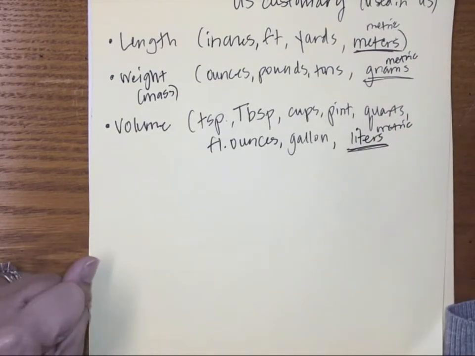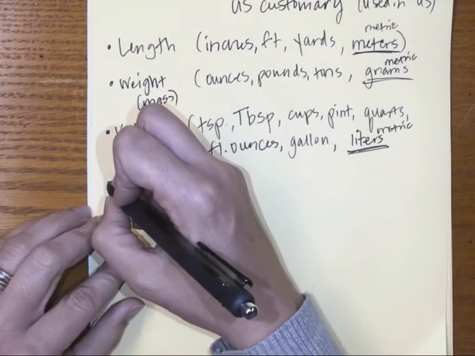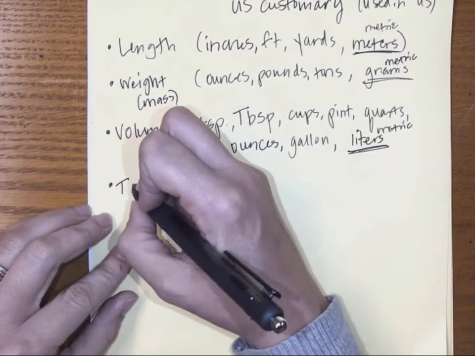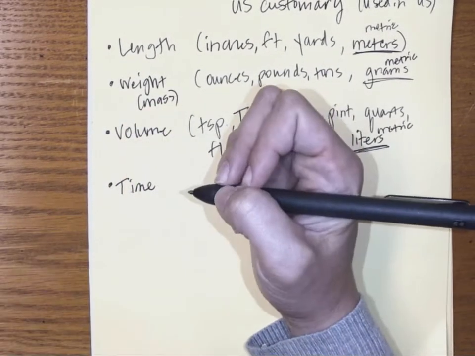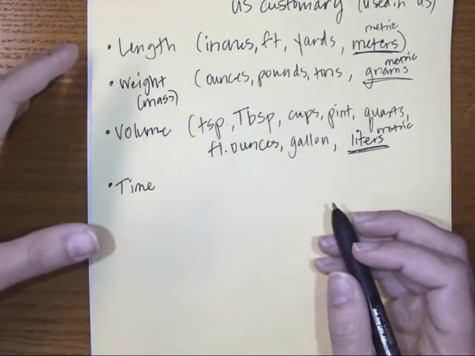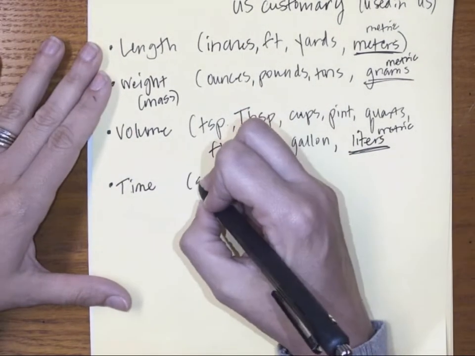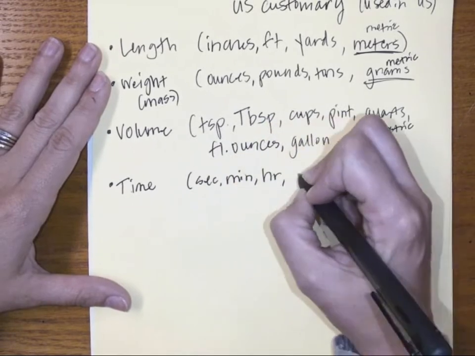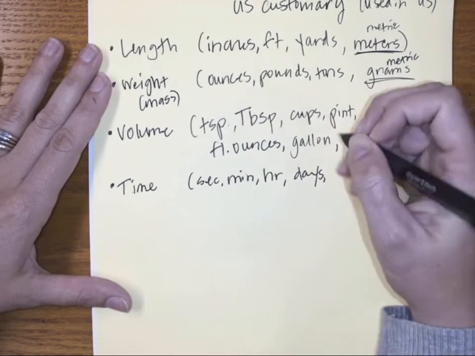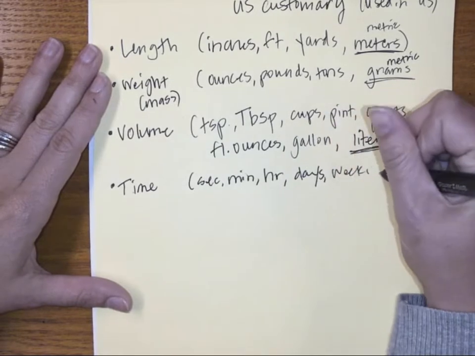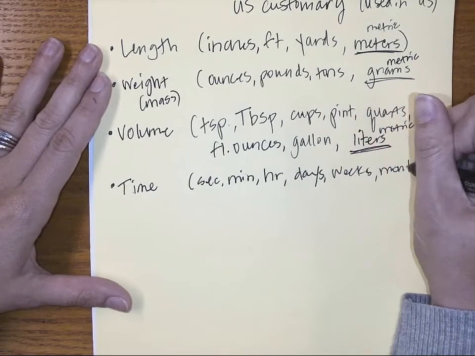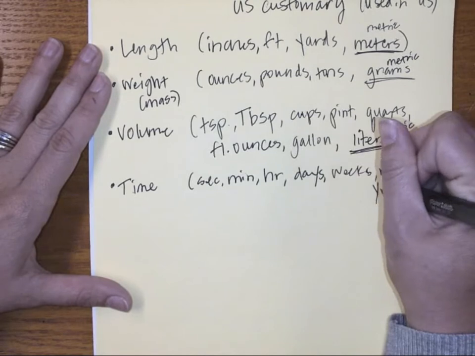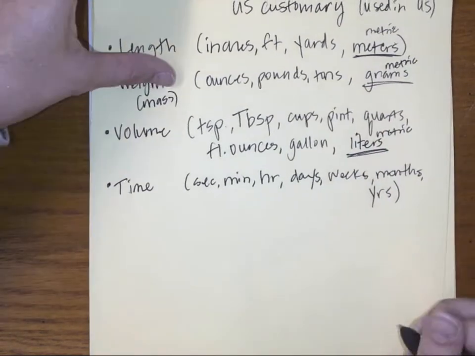Okay, and then we have 2 other things. We can measure time. Thankfully, time is measured the same no matter where you're at. We can measure time in seconds, minutes, hours, days, weeks, months, years, and so on and so forth.